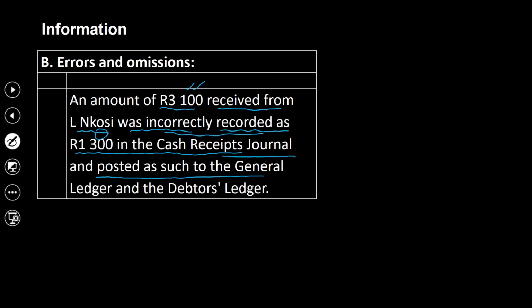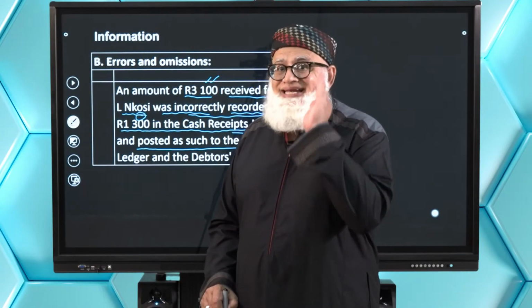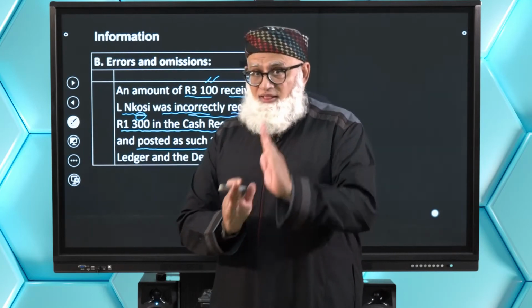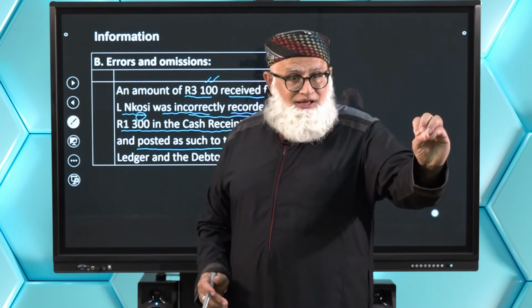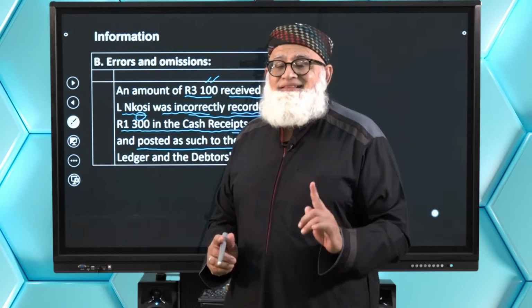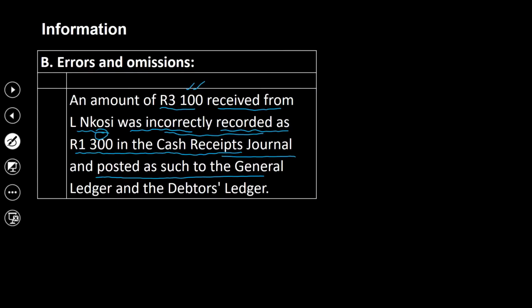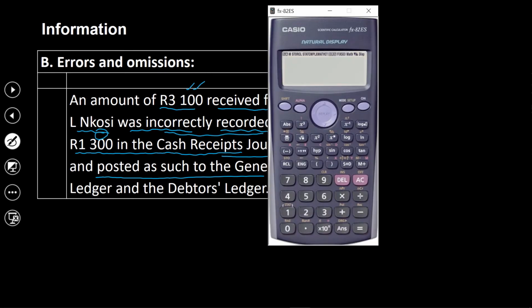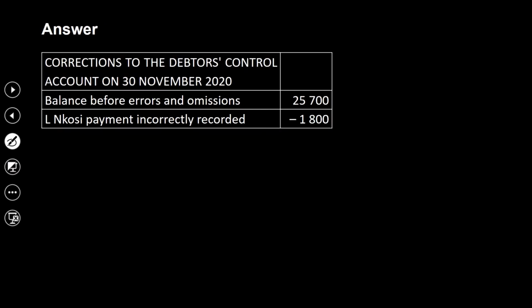And this is the part that you need to understand. It was recorded incorrectly in my journal, therefore it was posted incorrectly to my general ledger as well as my debtors ledger. Let us first do the correction in the general ledger. Obviously, the difference between 3,100, let's do that, 3,100 minus the 1,300, gives me a figure of 1,800. Therefore, if we look at my correction, there we go.